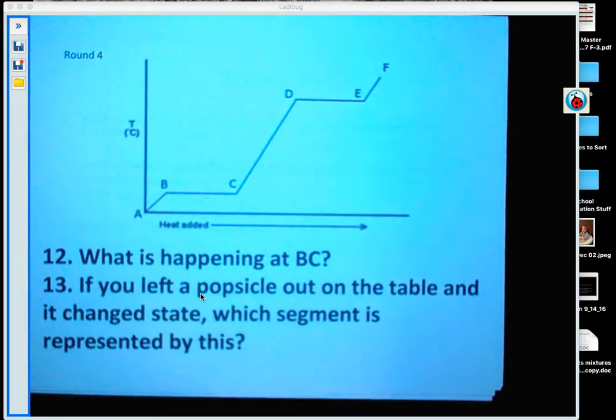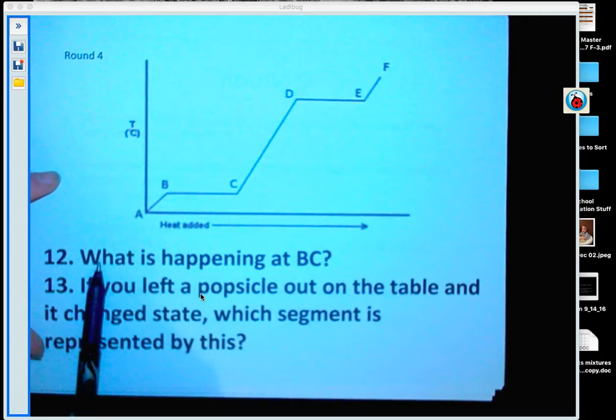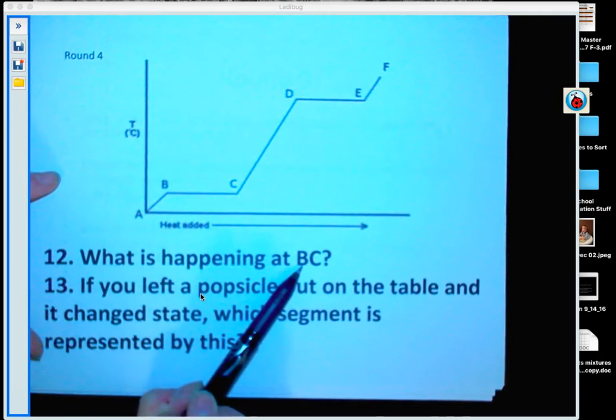The first thing I want to look at are the things that you guys missed quite a bit on your most recent test. The first one was this. It said, what is happening at segment BC?